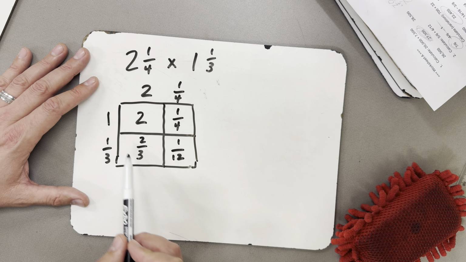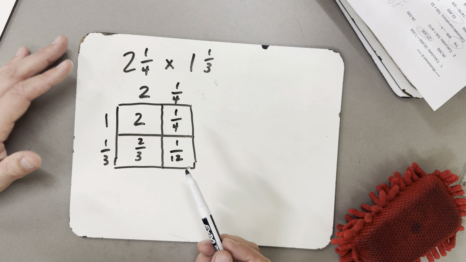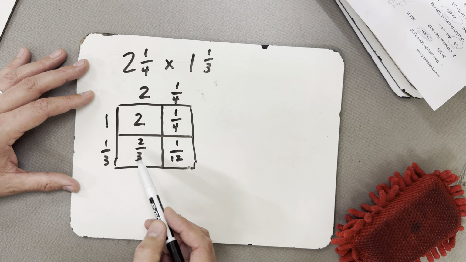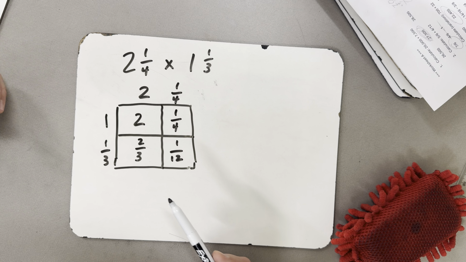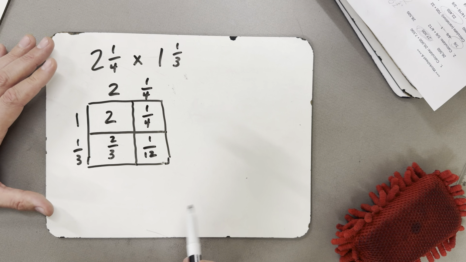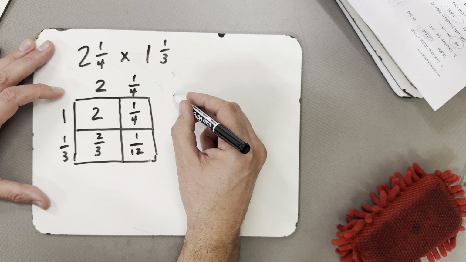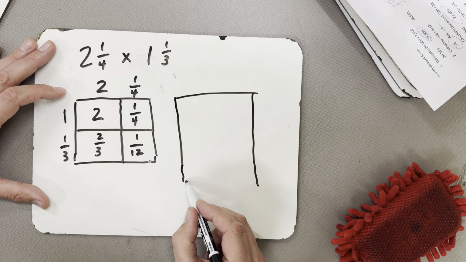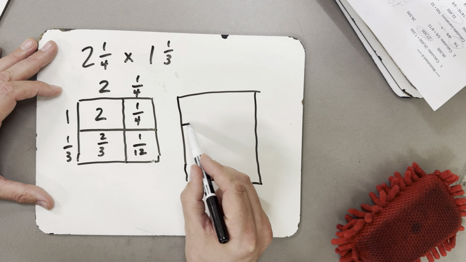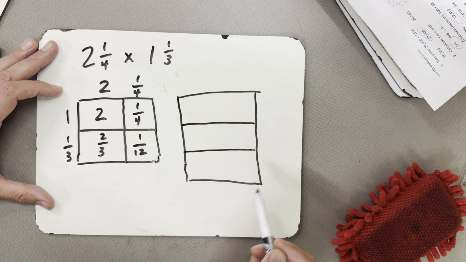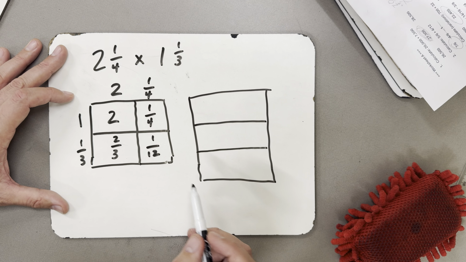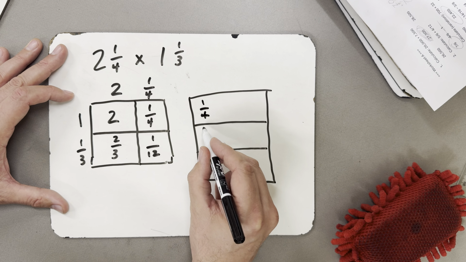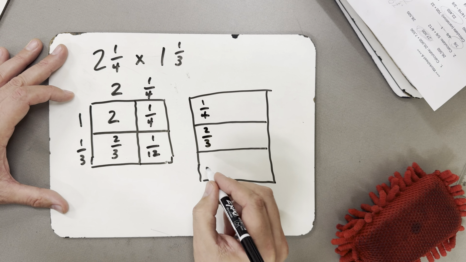Now I have to add all these fractions up, and that's where it can be tricky, right? We know we have 2 whole numbers, but we have 1/4 plus 2/3 plus 1/12, and that is tricky, right? And that's where I recommend the magic box, okay? And you can do the magic box with really any number of fractions. We have 3 fractions. I'm going to cut it up just to make it easier to see. So I'm going to do 1/4 plus 2/3 plus 1/12.